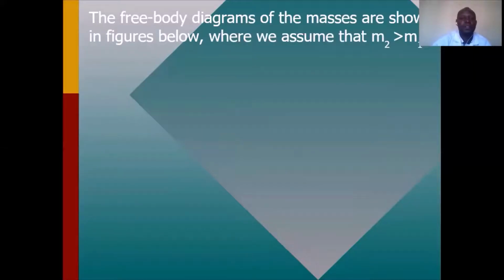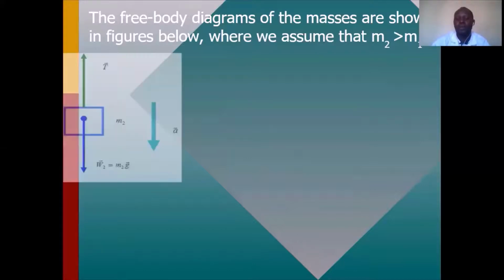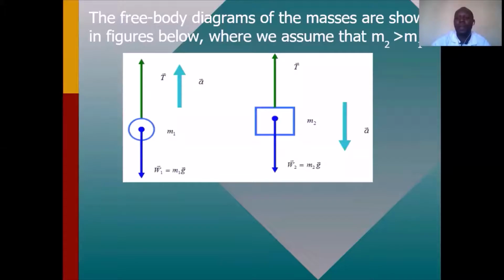To solve this, we are going to use the free body diagram. The free body diagrams of the masses are shown in the figure below, where we assume that mass 2 is greater than mass 1. We have the free body diagram here of two masses, mass 1 and mass 2.